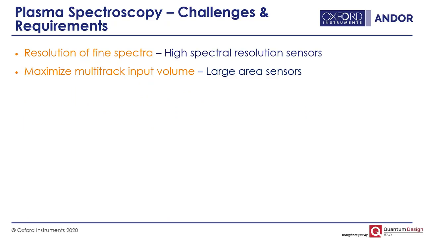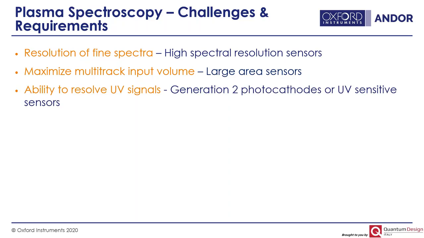You might be trying to maximize your multi-track input volume, and in order to do that, you would want some kind of large area sensor. Also, depending on the spectroscopy you're trying to do, you might be trying to resolve UV signals or even near IR signals. So getting the right kind of photocathode or sensor type to maximize that can be quite a key consideration.